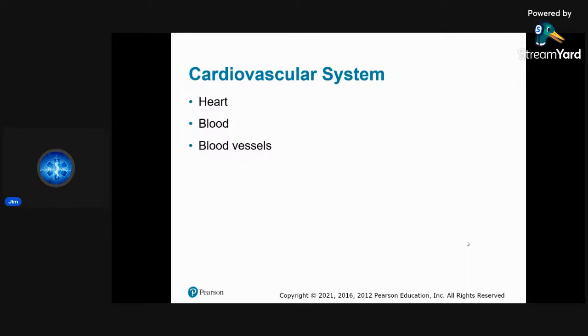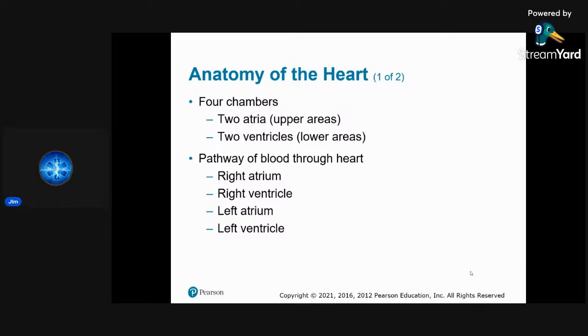Cardiovascular system, moving on. It consists of the heart, which is the pump, the blood, which is the fluid, and the blood vessels, which is the plumbing, right? So we've got heart, blood, and blood vessels. Four chambers in the heart. The top two are your atria, and the lower two are your ventricles. So you've got a right and left atrium and a right and left ventricle. The left ventricle is the largest portion of the heart because it pumps blood to the body.